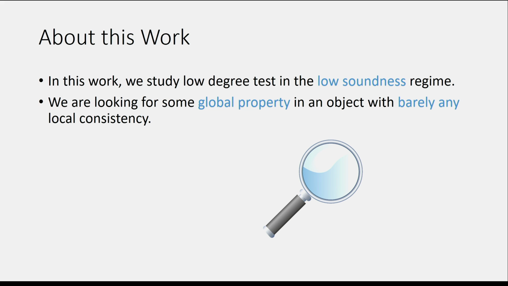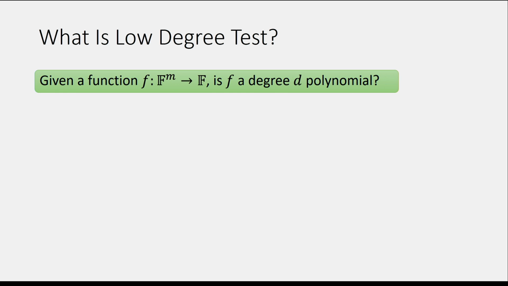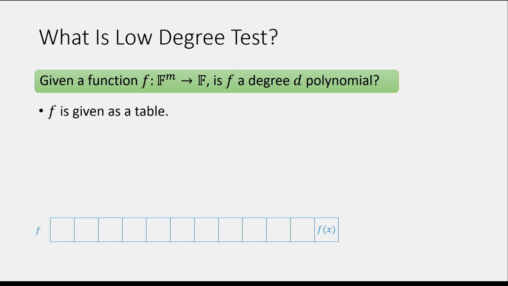So I'm going to start by explaining what is a low-degree test. Low-degree tests are one of the first properties that were studied in property testing. They were studied since the 90s, and they're important in constructing PCPs. But what is the test? So we have some function f from a finite field to this finite field. And what we want to know is, is this function f a degree d polynomial?